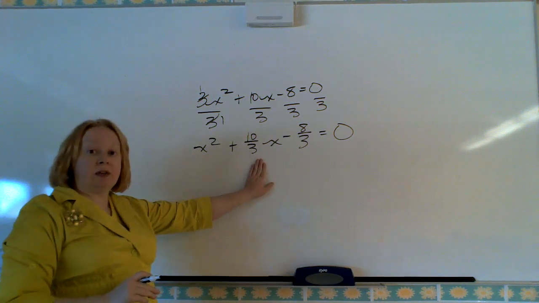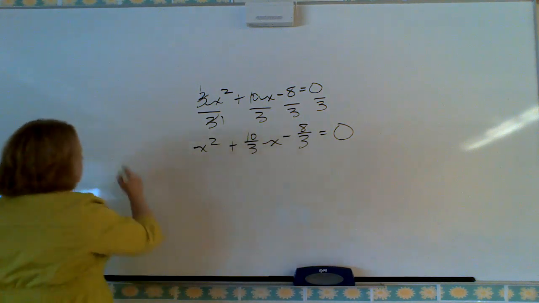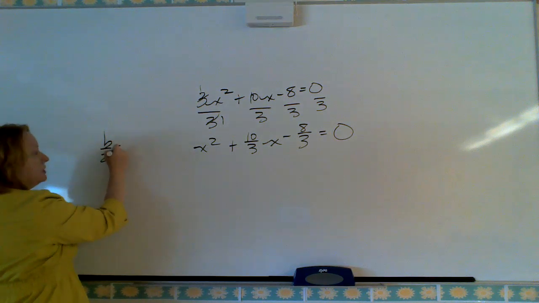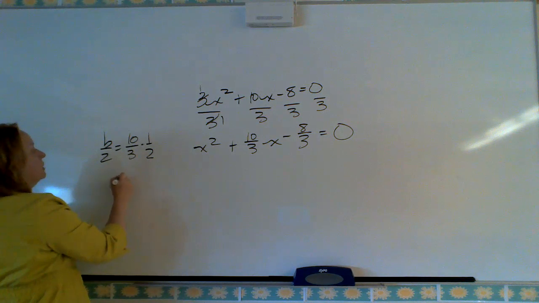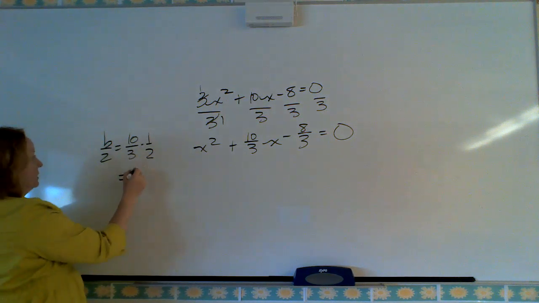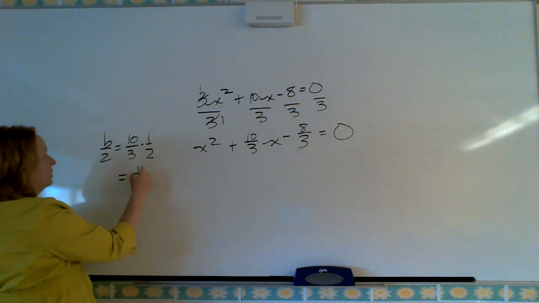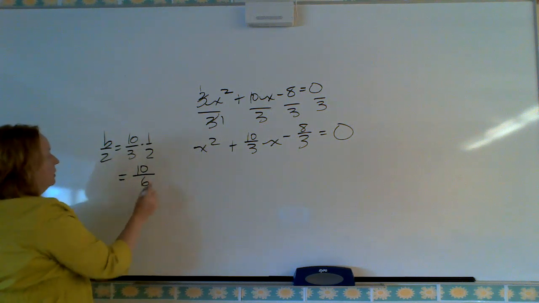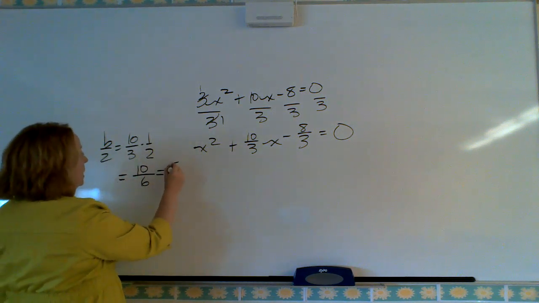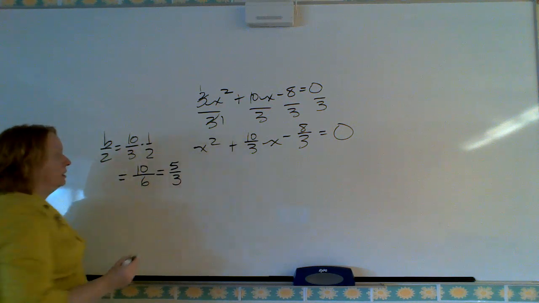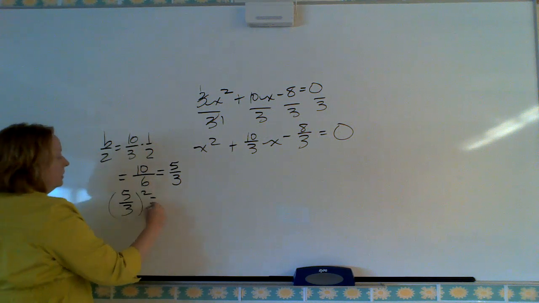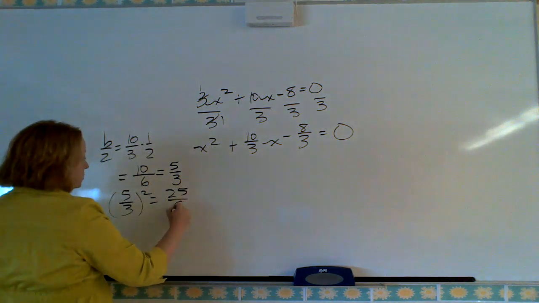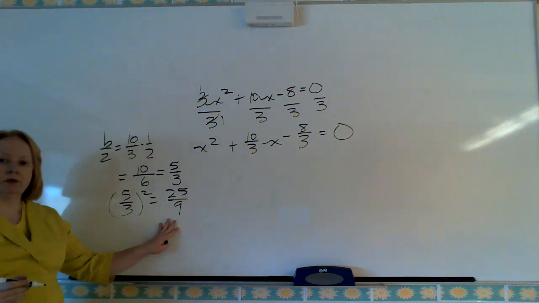So I'm going to do the same thing that I've always been doing. I'm going to take b/2, so that's 10/3 times 1/2. So that's going to come out to be 10/6, which reduces to 5/3. Okay, and then I'm going to take 5/3, so I'm going to square it. So that comes out to be 25/9, and the 25/9 is what I'm going to add to both sides.